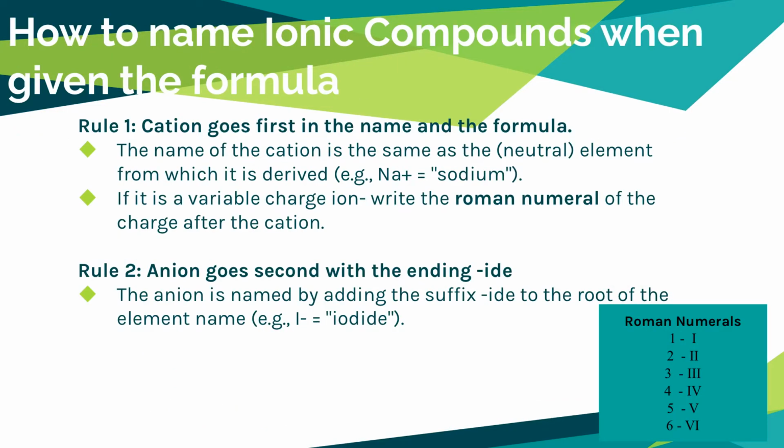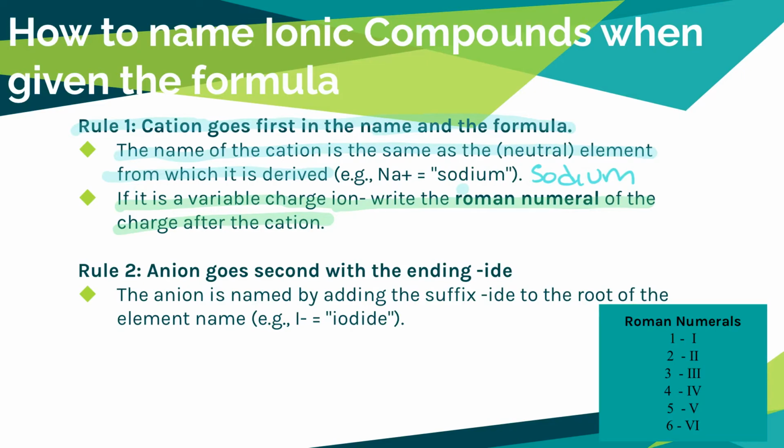So how to write the name of ionic compounds when given the formula. Rule number 1, and you should write this down in your notes, is that the cation goes first in the name and the formula. The name of the cation is the same as the neutral element from which it is derived. So for sodium, we just write sodium. We change nothing about it. But if it's a variable charged ion, write the Roman numeral of the charge after the cation.